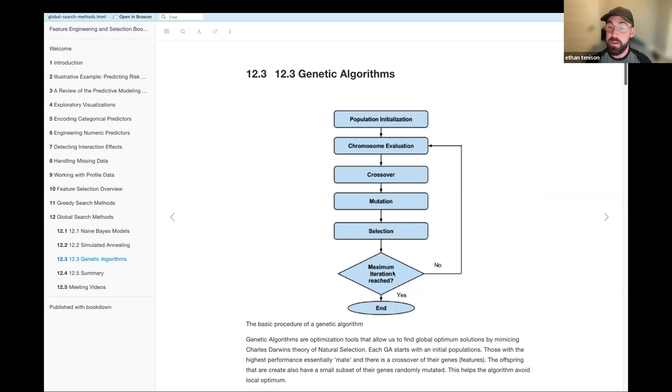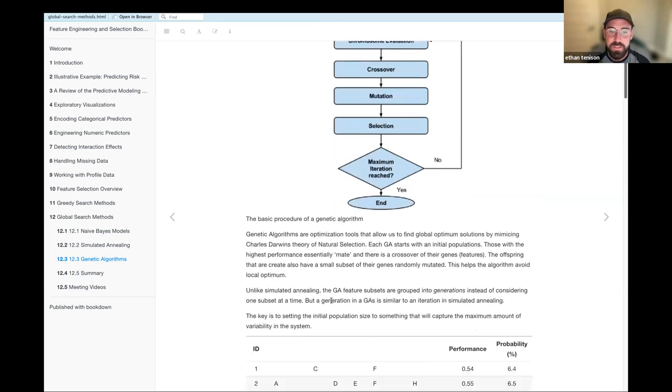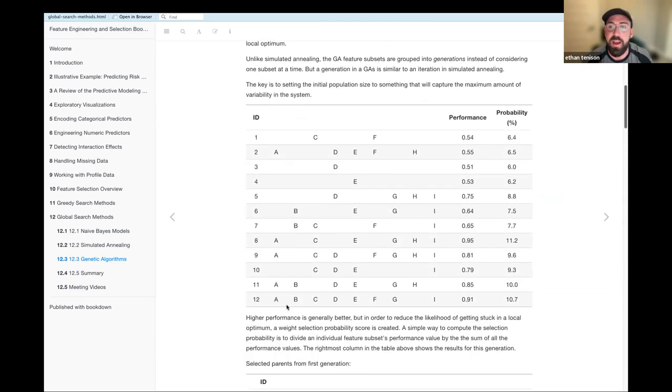So just like simulated annealing, this maximum number is something that needs to be set and evaluated. They use the same process through cross-validation. I guess I should go down to show you how it works.